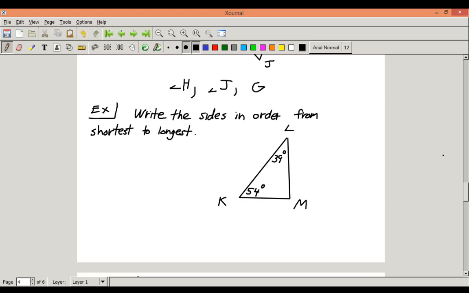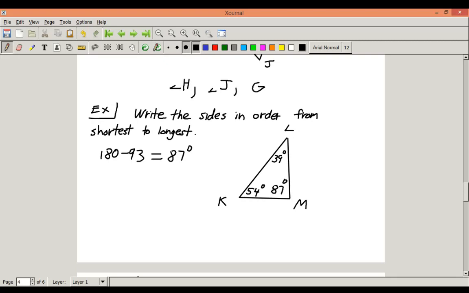Now let's do a kind of a variation on that problem. But before we do that, let's find angle M. We're going to take 39 plus 54 equals 93. So those two angles add up to 93. Then we'll take 180 minus 93. It's going to give you 87 degrees. So we now know this angle is 87 degrees.